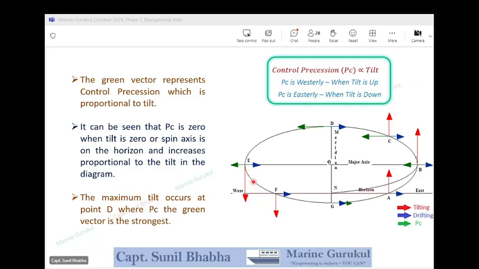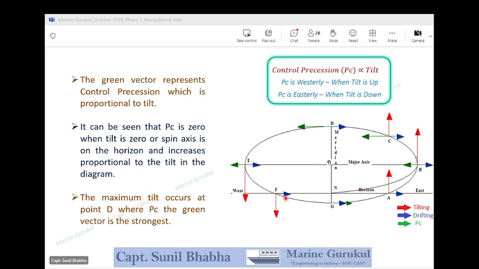From point Echo, we reach up to point Foxtrot. Now this point Foxtrot is on the horizon. When the spin axis is pointing in the horizon, the tilt is 0. If the tilt is 0, the control precession will always be 0 also. So you don't see any green vector here. The control precession is not present at this particular point.